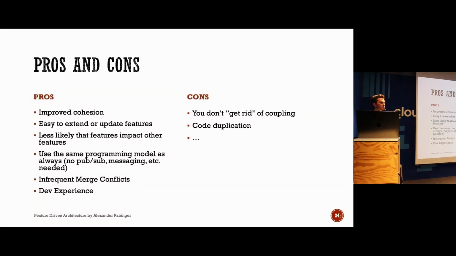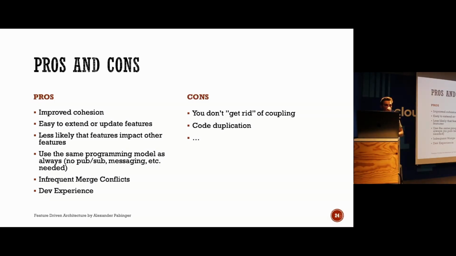You don't need an event-driven architecture. You don't need pub/sub. You don't need messaging. You just build your REST APIs, and I will show you how to do that. And you call your handlers there with CQS, and that's fine. You have infrequent merge conflicts because you did a vertical slice. You don't have those big service classes, and the dev experience is really nice. That's not only related to vertical slice architecture. It's also related to CQS, which we will use in a minute.